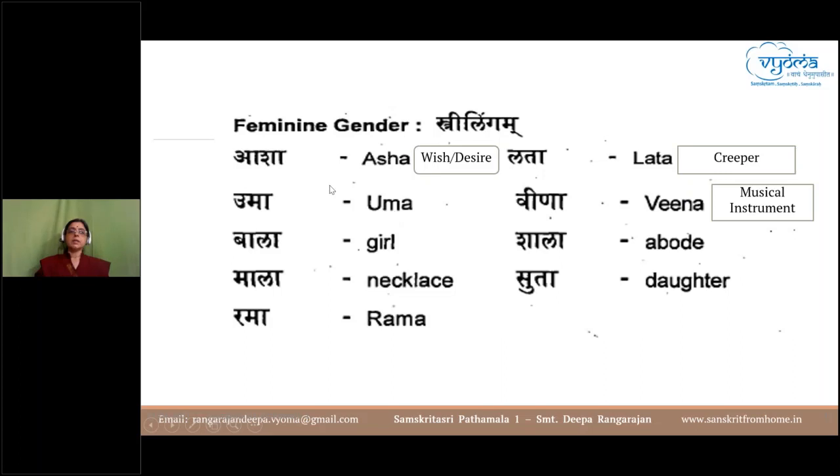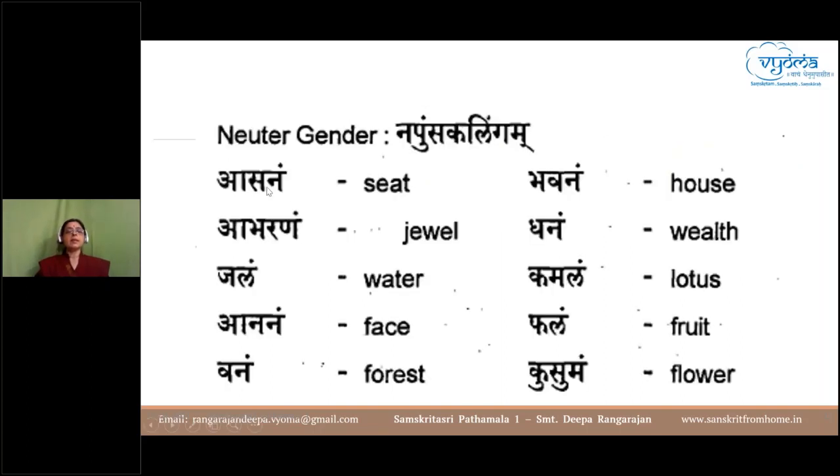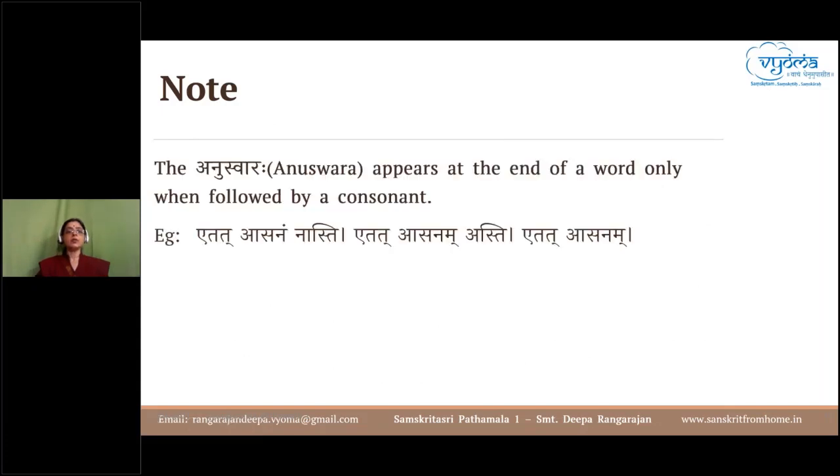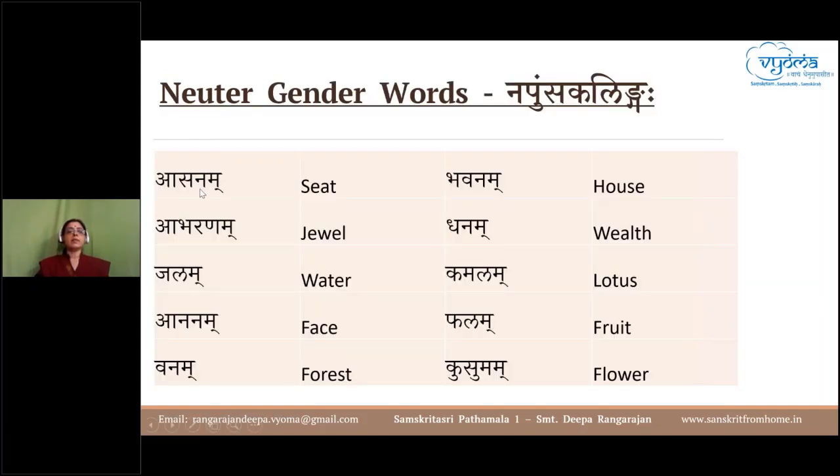What about the Strilingam words? All of them have an akara at the end. There is no visarga, just an akara. So at this stage, we can conclude that akara is the indication of a Strilingam word. What about the Napumsakalinga words? They have an akara followed by a makara, as in asanam, abharanam. This is the common feature of all these words. So at this stage, we can conclude that this is the indication of a Napumsakalinga word. Neuter gender words have this at the end.